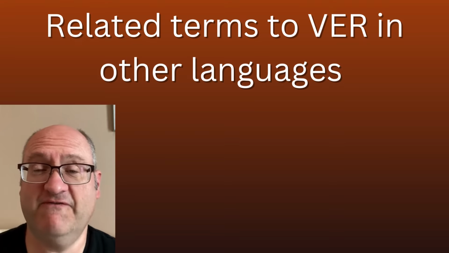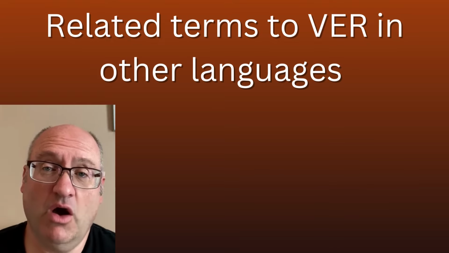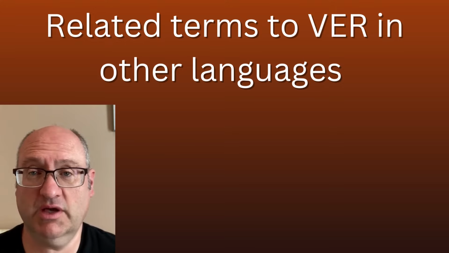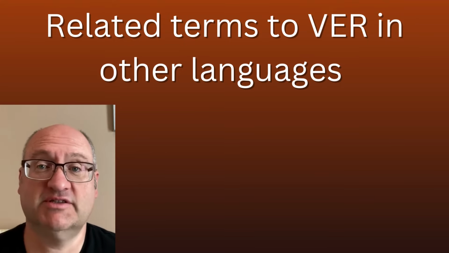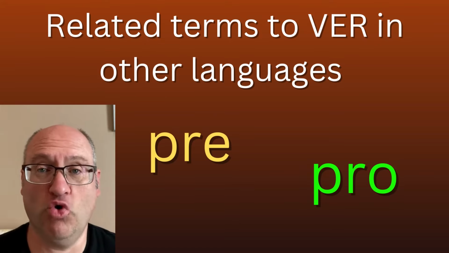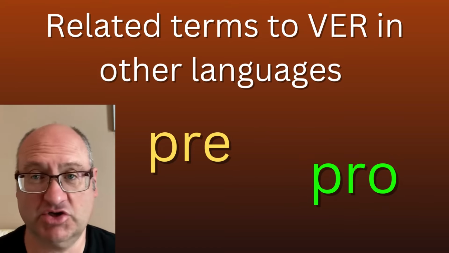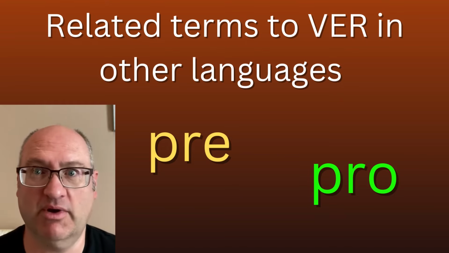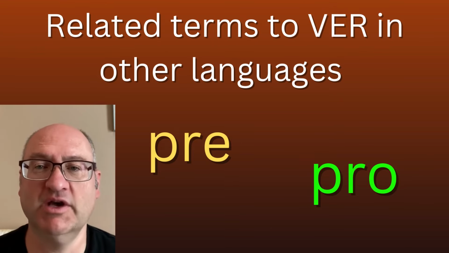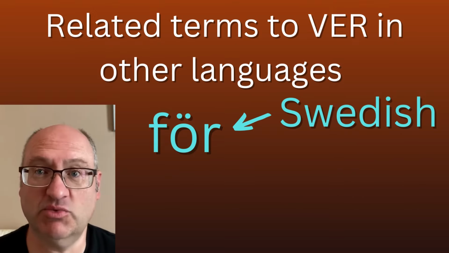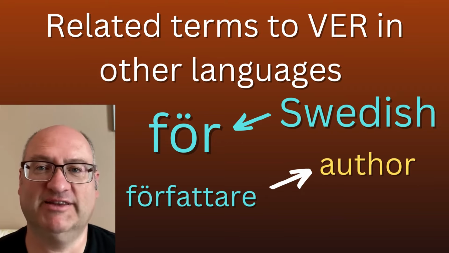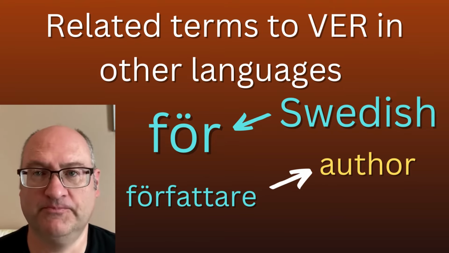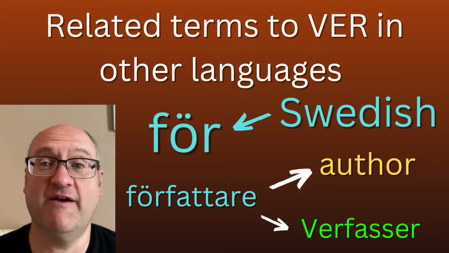The prefix ver is actually closely related to other prefixes, not only in Germanic languages, but Indo-European languages in general. For instance, the prefixes pre and pro in Latin, Greek, Russian, many other languages, including German, by the way, which has a lot of Latin words. Those are examples. The för in Swedish, for instance, is closely related. So in Swedish, we have words like författare, which means an author. In German, we have a similar word for that, verfasser.